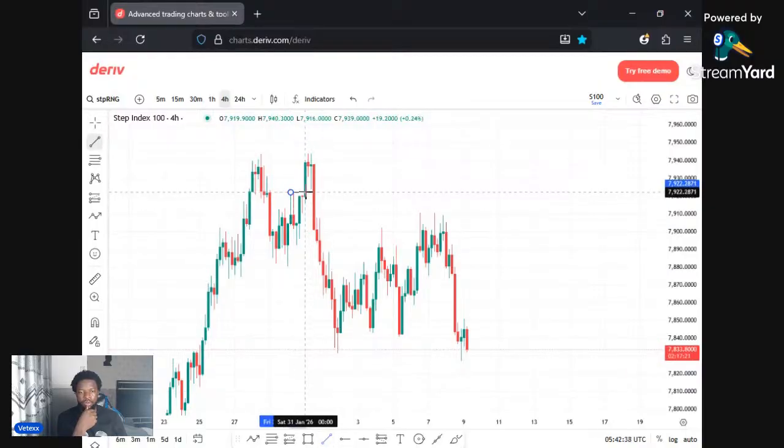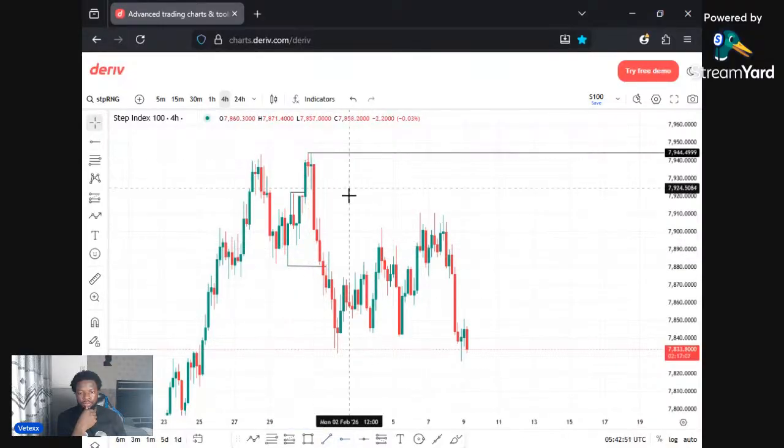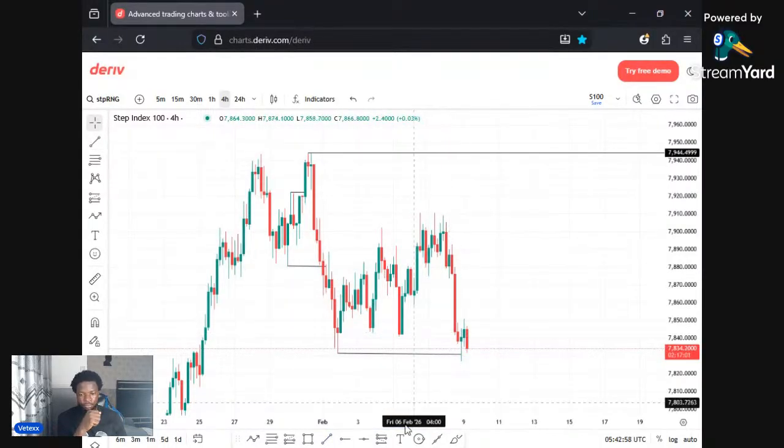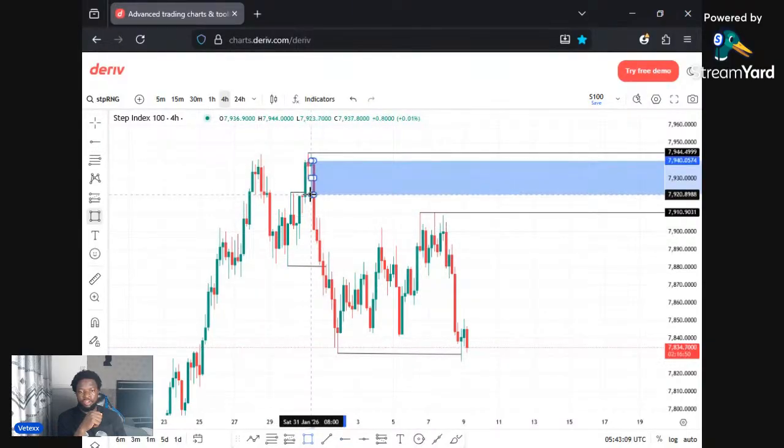We have this as our sweep. This is our first break of structure. And then this is our protected high. Here's our second break of structure, which is here. And this is our structural liquidity. So this one becomes our point of interest.